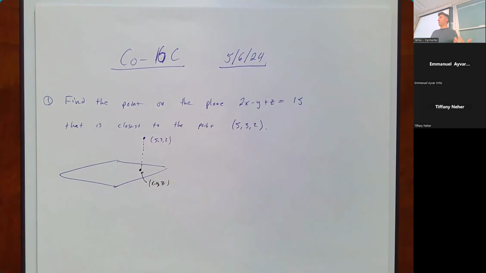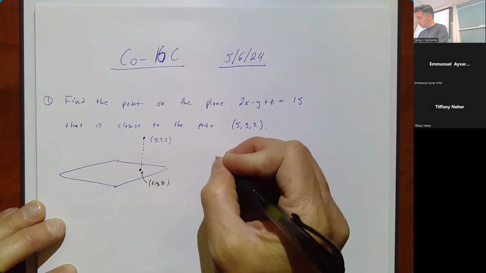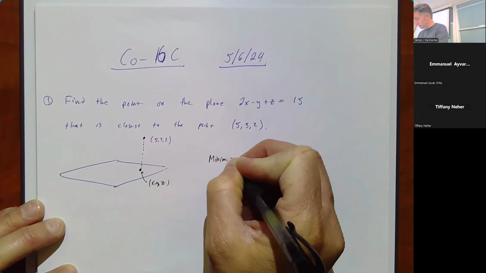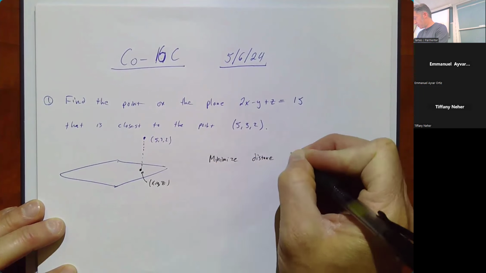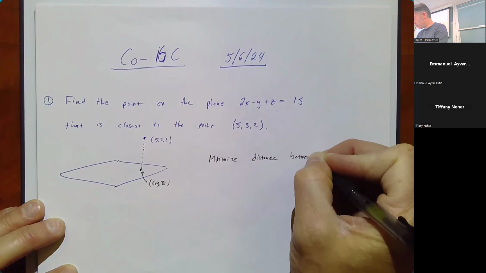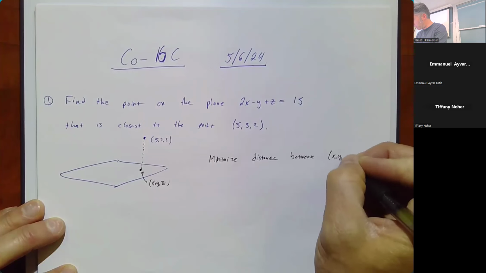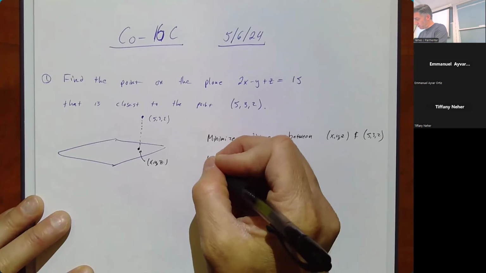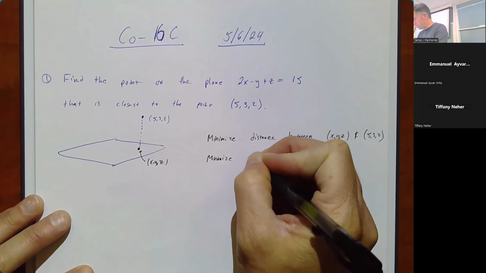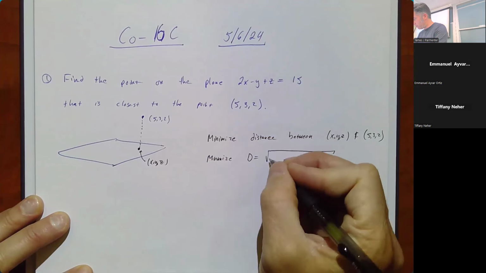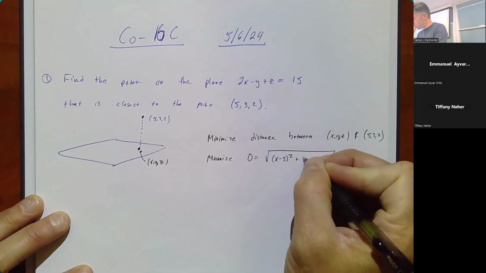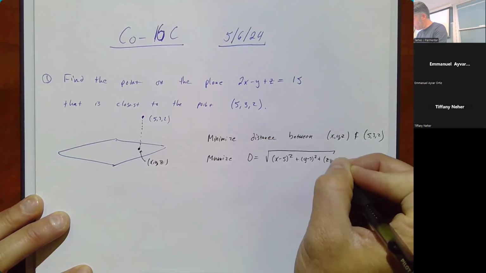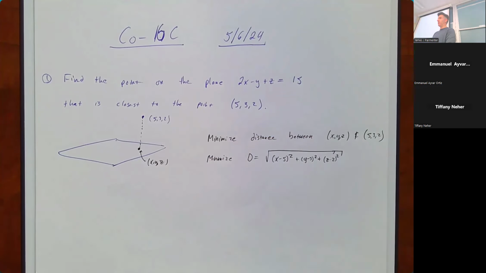And so in this problem, we are trying to minimize the distance between some point on the plane that we're going to find and the point out in space 5, 3, 2. So our goal here is to minimize the distance between the unknown point x, y, z and the known point 5, 3, 2. So we're trying to minimize distance equal to the square root of x minus 5 squared plus y minus 3 squared plus z minus 2 squared. We'll talk a little bit more about that in just a second.